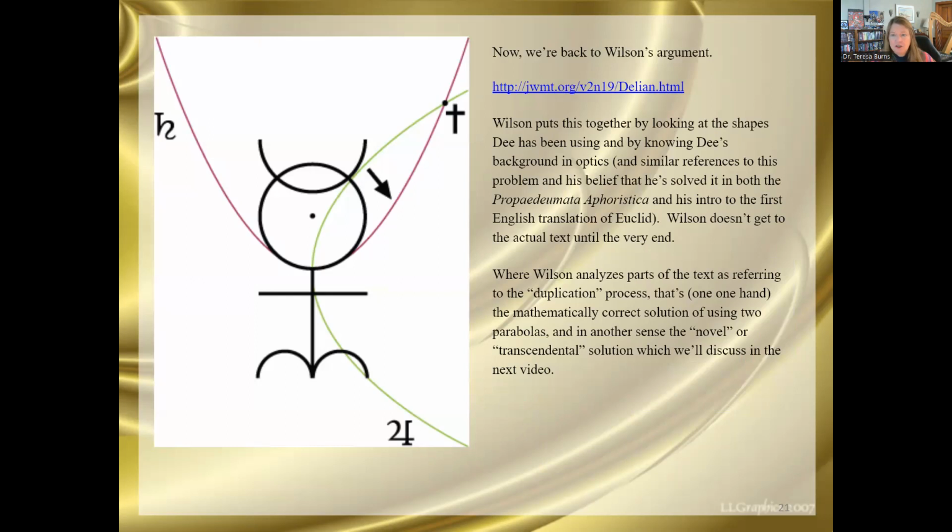All right. If math doesn't thrill you, we're done with math, but not quite with parabolas. We're back to Wilson's argument. And remember that Wilson put it together by looking at the shapes that Dee has been using, not the text. He doesn't get to the text till the very end of that article. And by knowing Dee's background in optics and the similar references in the Propaedeumata, like I've mentioned, and the intro to the first English translation of Euclid.